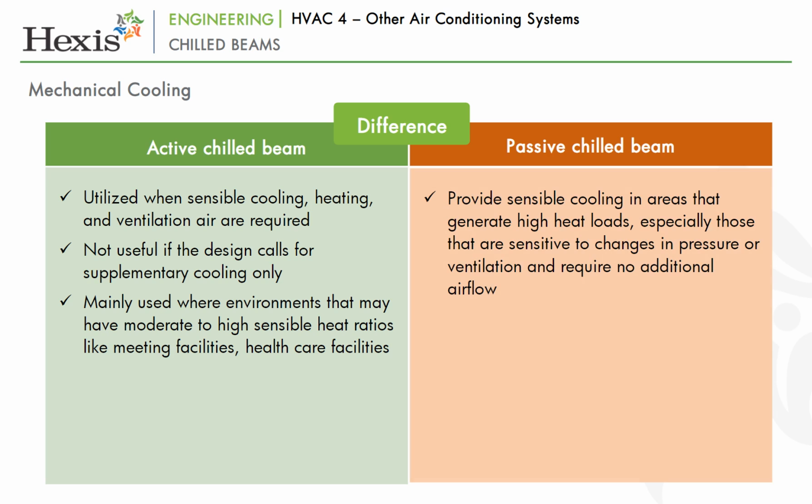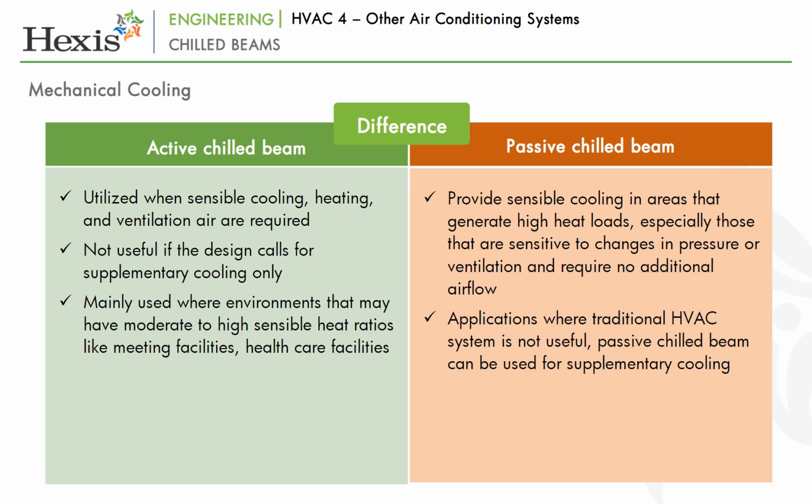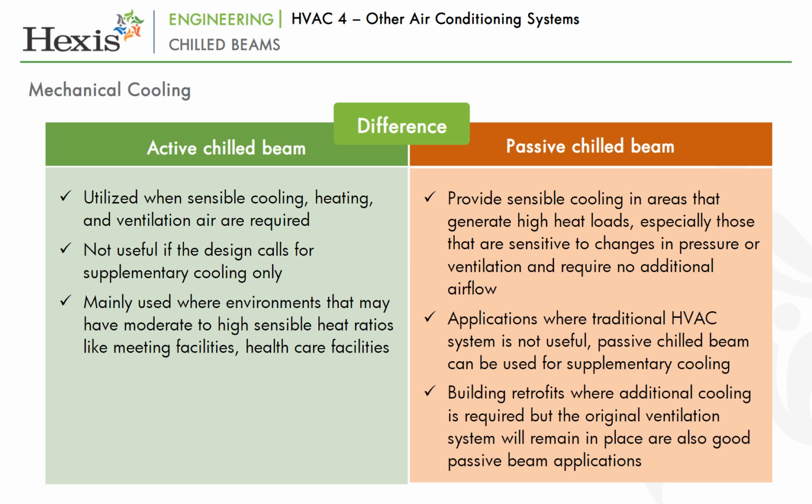people generate high heat loads, especially those that are sensitive to changes in pressure or ventilation and require no additional airflow. Some applications may have a ventilation rate requirement or high enough latent load that a traditional HVAC system would be more appropriate than active chill beams, but could benefit from the use of passive beams for supplementary cooling. Building retrofits where additional cooling is required but the original ventilation system will remain in place are also good passive beam applications.